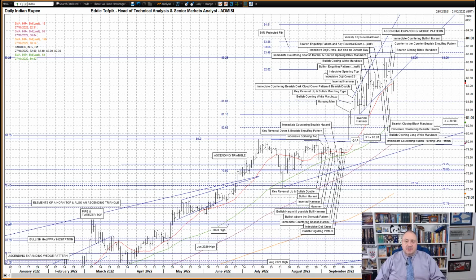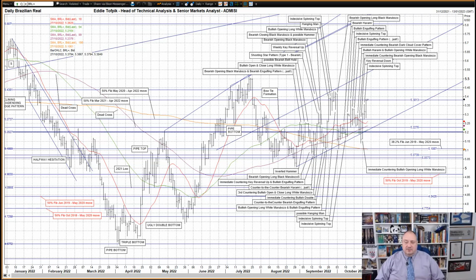So far today, an immediate countering move back up with a higher opening, a bullish opening white Mariposa so far, but it's also a bullish Harami at the moment, and this is where the weakness is. It's a weaker reactionary pattern so far, not even making up to the broken lower trend line, though we're not far from it. But I will bear in mind that it is bullish right now.